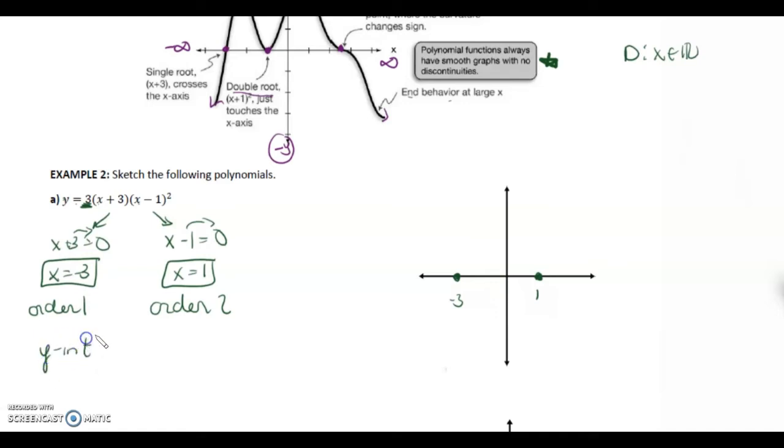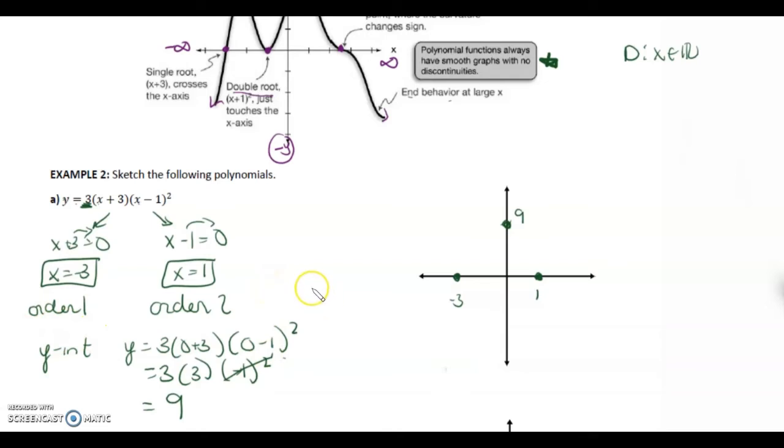Now, the y-intercept is going to be when x equals 0. So we go ahead and sub in zeros, and we get 3 times 3 times negative 1 squared. Negative 1 squared is just 1, so that can just cancel to 1, and we get 9. So we're going to have some point 9 that's going to be our y-intercept. Okay, now let's talk about end behaviors. So we have degree 3. If we were to take this and expand the whole thing, we have x to the degree 1 and x to the degree 2.